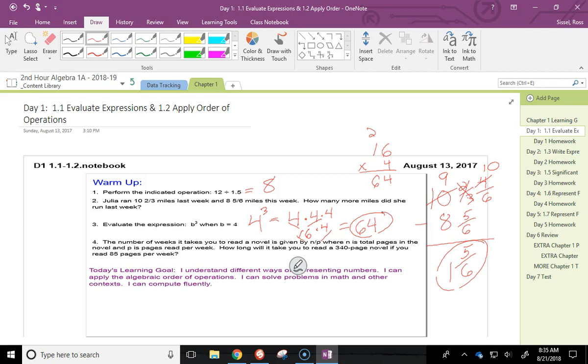Number 4, the number of weeks it takes you to read a novel is given by n divided by p, where n is the total number of pages in the novel, and p is the pages read per week. How long will it take you to read a 340-page novel if you read 85 pages a week? So we'll be doing 340 divided by, is that a 35 or an 85?